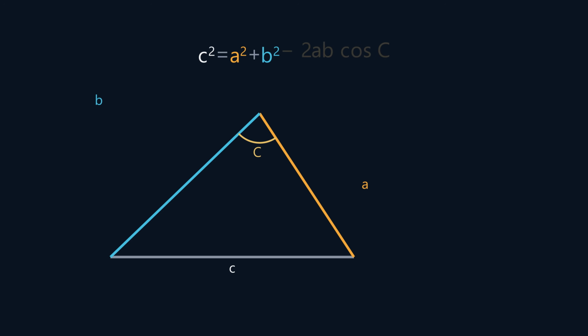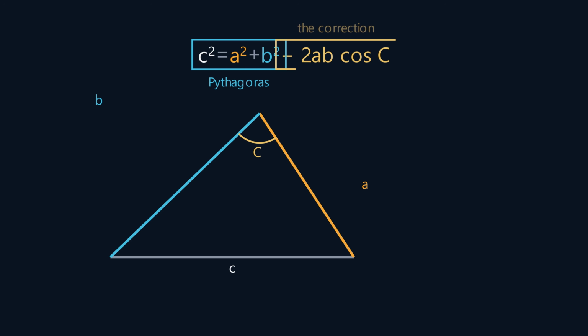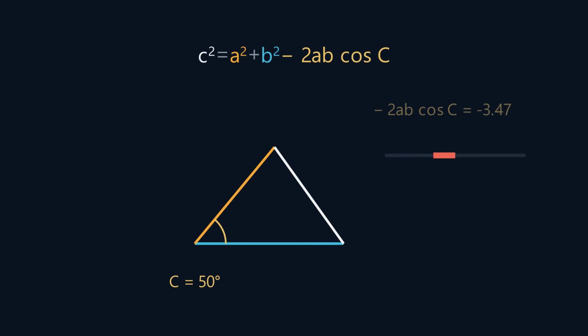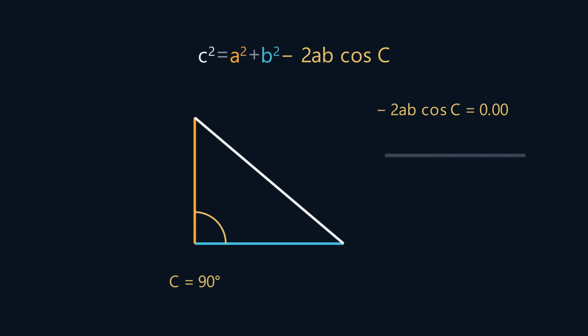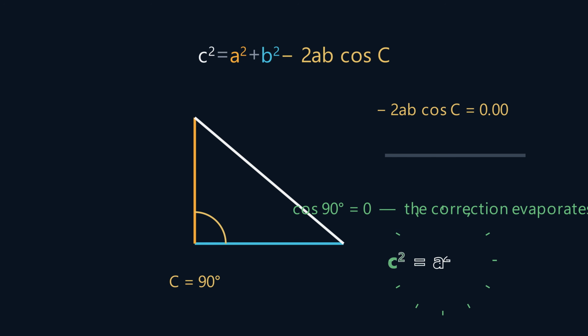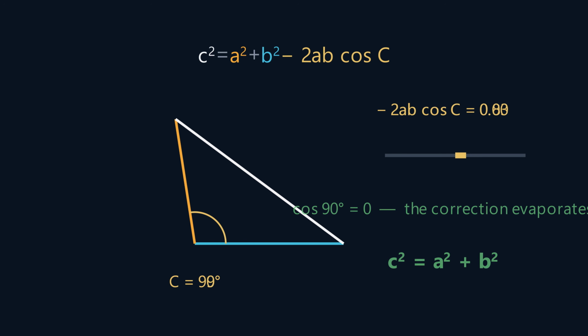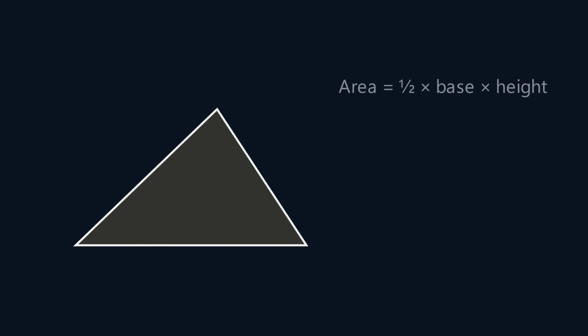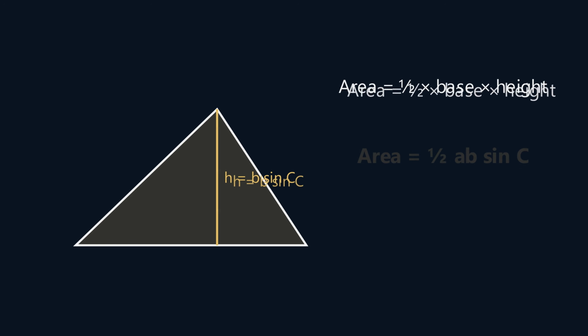C squared equals a squared plus b squared, minus 2 a b cosine c. And if you look at it for a second, you will recognize it. Because when angle C is 90 degrees, cosine of 90 is 0, the correction term vanishes, and you are left with exactly Pythagoras. The law of cosines is Pythagoras, generalized, with a term that measures how far from a right angle you are. And a bonus: the area of any triangle is 1/2 a b sine c, half the product of 2 sides, times the sine of the angle between them.